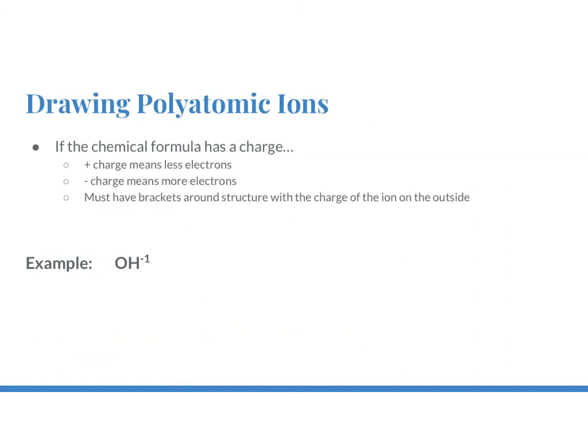Okay, so the last thing we're going to talk about is drawing polyatomic ions. So polyatomic ions, remember, are ions that are involved in ionic compounds. However, the actual ion, the bonds in the ion, are going to be covalent. So we can draw them as covalent structures. One thing that we have to keep in mind is that these polyatomic ions do have a charge, and we have to account for that charge. So if I have a positive charge, it means that I have less electrons than a neutral amount would. And then if it's a negative charge, it means that I have more electrons than a neutral bond would.